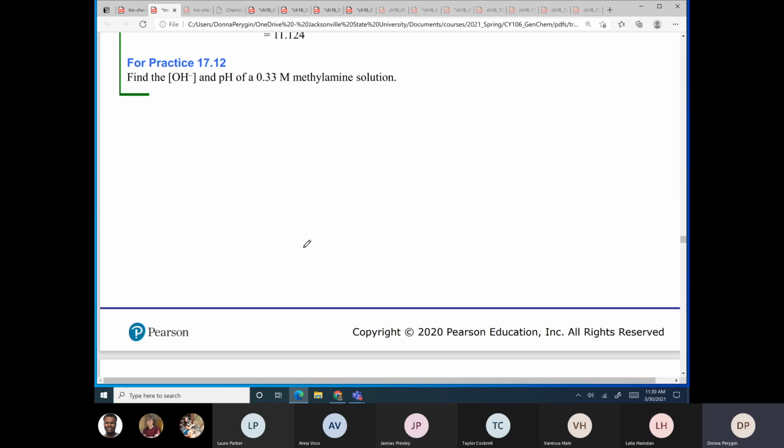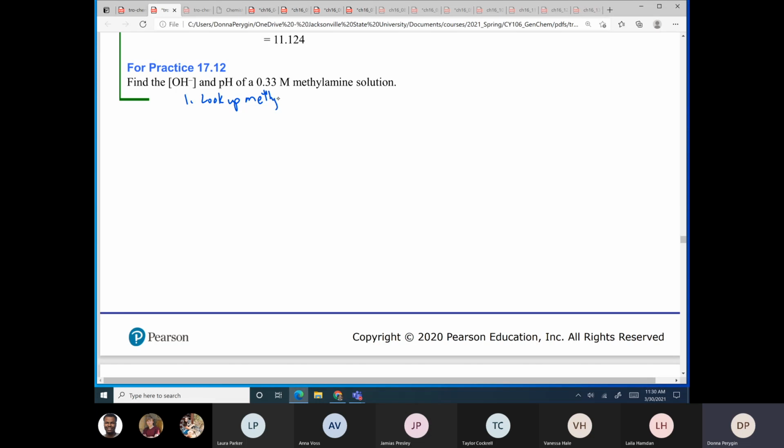Now for practice 17.12, I'll go ahead and work that one to give you an example of how to do this. All right, find the hydroxide ion concentration and the pH of a 0.33 molar methylamine solution. So what you'll need to do is look up methylamine in a table and find out if that is a strong base or a weak base, okay? Because we weren't told here.